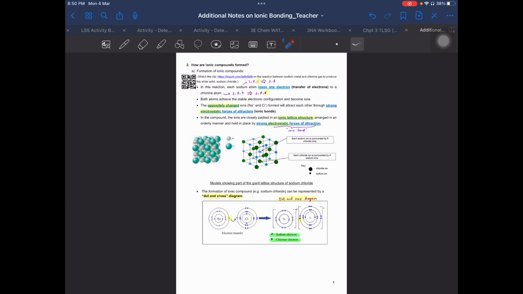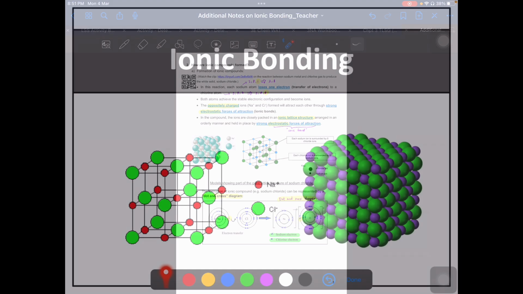In this part of the video, I did go through how ionic compounds form. I'll repeat a bit more in the slides, but after that, we'll go straight into the properties. That means melting point, boiling point, solubility, can they conduct electricity, and so on and so forth.